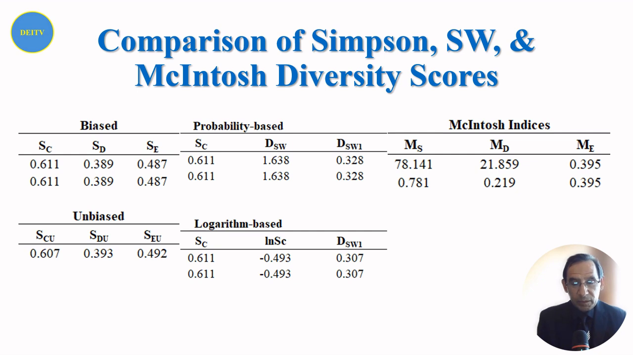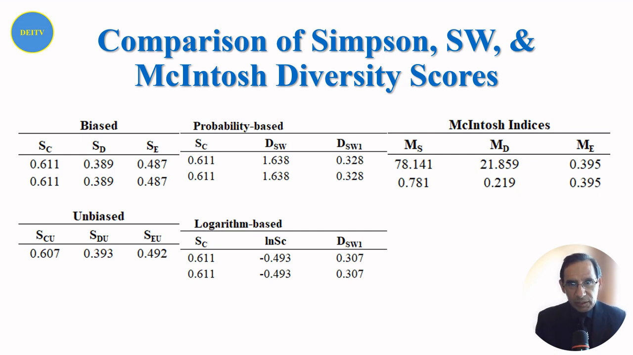0.487. The unbiased Simpson concentration score is 0.607. When you subtract that from 1, that gives you 0.393. When you divide the 0.393 by the maximum score, that gives you a standardized unbiased score of 0.492.